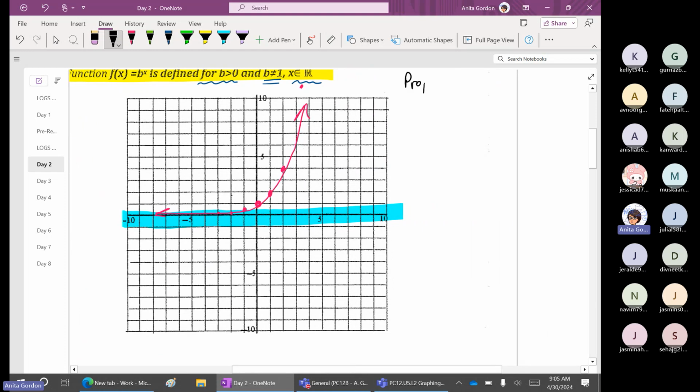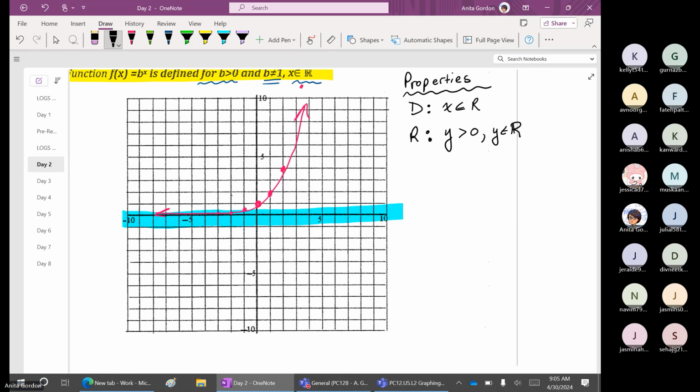Let's make a list of some key properties. Key features of this graph. My domain is all reals. I can put anything I want into the exponent. Positive, negatives, fractions, decimals, doesn't matter. My range, however, cannot cross the 0 boundary. Therefore, it has to be greater than 0. And as long as it's greater than 0, it can also be all reals. It cannot equal 0. It cannot cross the 0.